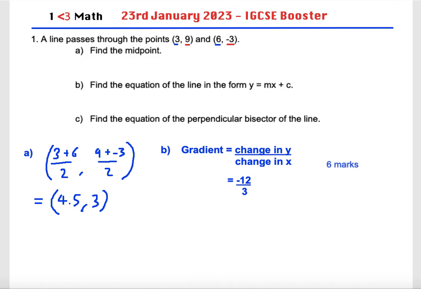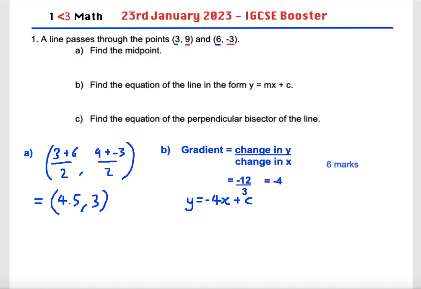So if you're picking a start point, make sure you're consistent in using your signs appropriately. If you're going from 9 to -3, that's take away 12. If you're going from 3 to 6, that's +3. 12 divided by 3 is 4, -12 divided by 3 is -4, and therefore our gradient is -4. We write that in front of the x. So we've got y equals -4x plus c.